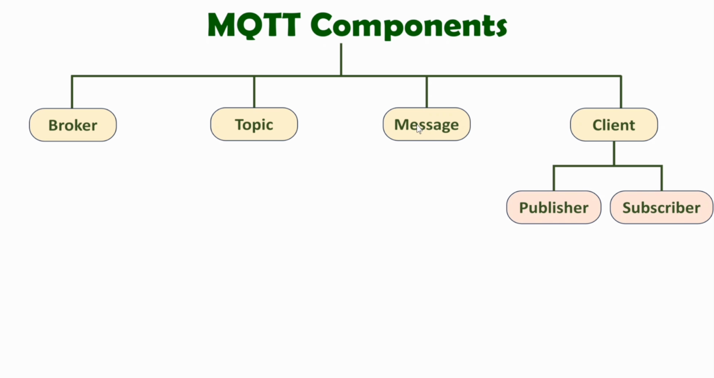Let me take one example. Suppose we have a temperature sensor that is the publisher. The temperature sensor is publishing a topic to the broker, that is temperature. So now the broker has the topic temperature, and that topic is displayed to subscribers. Subscribers can subscribe to the topic temperature, and then those subscribers can receive messages of temperature published by the temperature sensor. That is how the components work. So the broker plays a very essential role in the MQTT protocol.